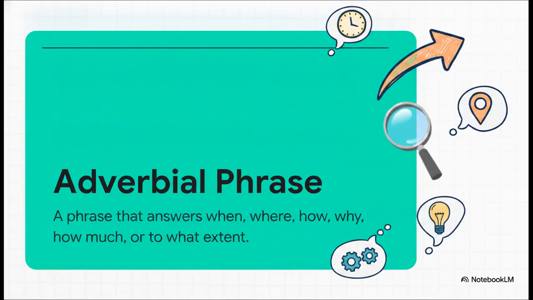So now we're ready for a really cool power-up word, the adverbial phrase. We already know a phrase is a group of words without an action. Well, an adverbial phrase is just a group of words that acts like a super helpful little guide. It gives us extra information by answering specific questions like when, where, how, or why. Let's see how this works in real life.